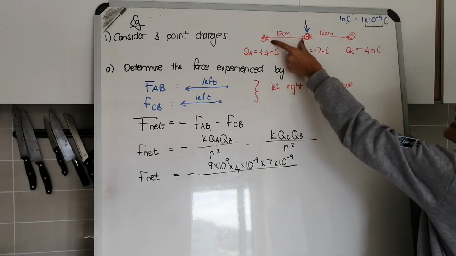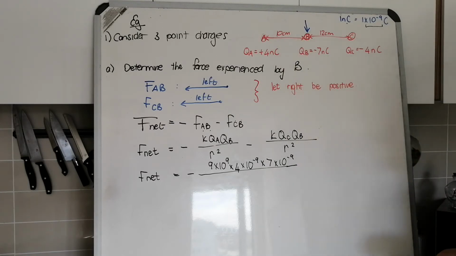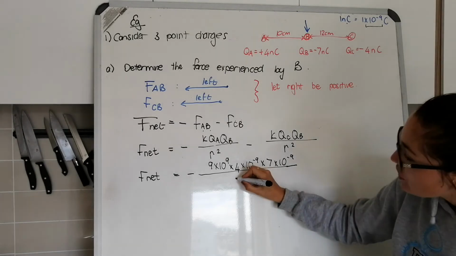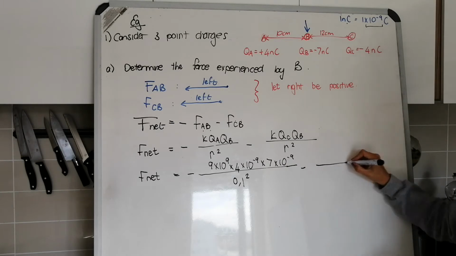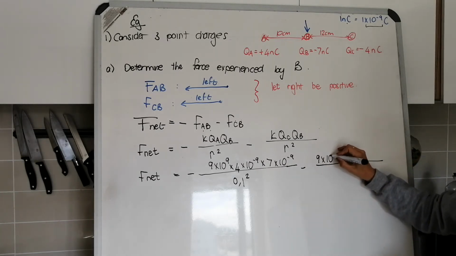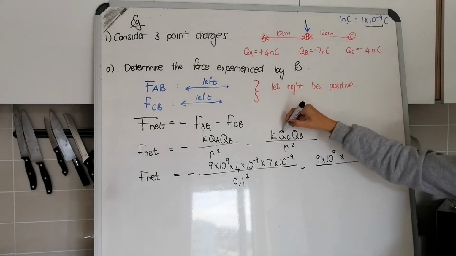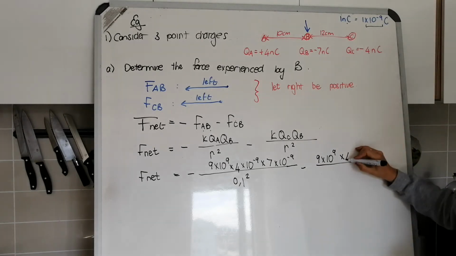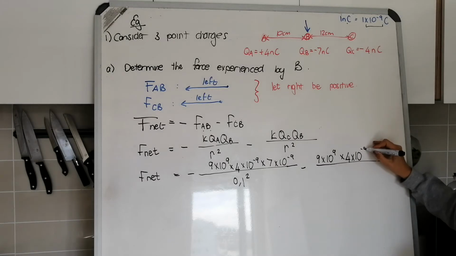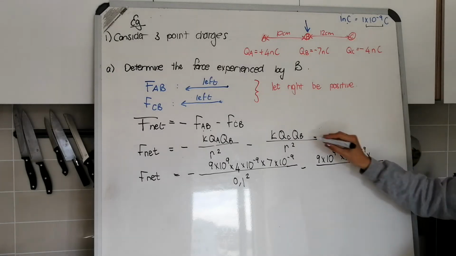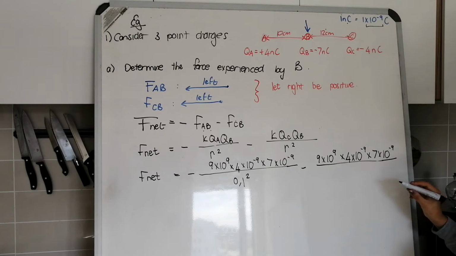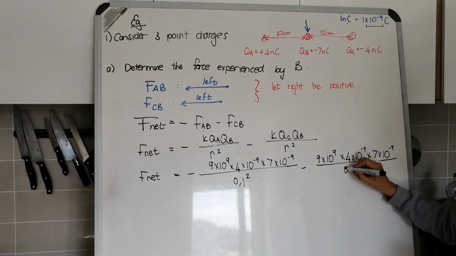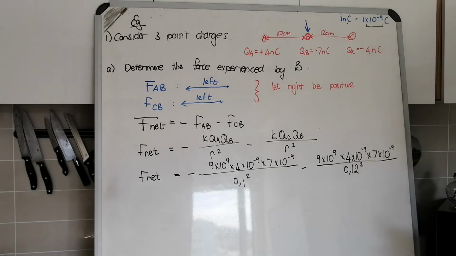over the distance between them squared. The distance between them is 10 centimeters. We don't use centimeters in Coulomb's law, we use meters, so unit conversion, 0.1 squared. And then our next one, minus K, which is 9 times 10 to the 9, times the charge on C, which is negative 4, but we don't include the sign, and then the charge on B, which is negative 7, but we don't include the sign, over the distance between them squared. That's in centimeters. I want it in meters, so it's 0.12 squared.